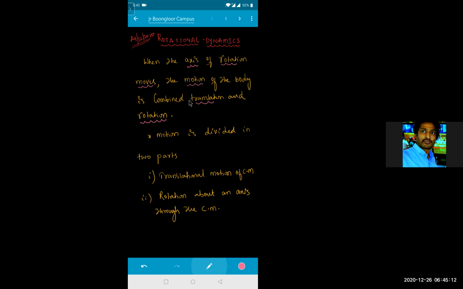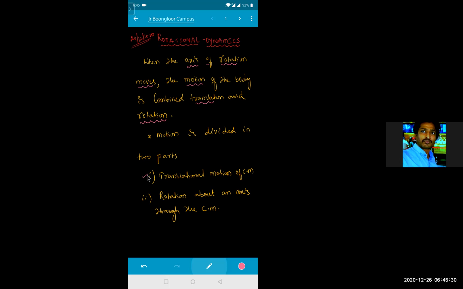Take a machine in which it is moving in all 360 degrees, translating, moving, rotating. Everything is happening in that one. Such a type of motion is called what? Rotational dynamics. Okay. So in rotational dynamics, we divide the motion into two parts.